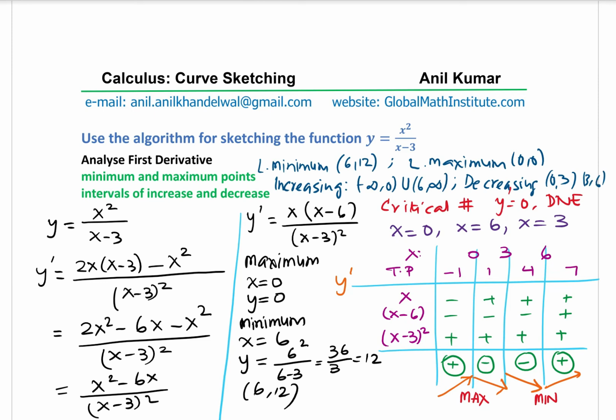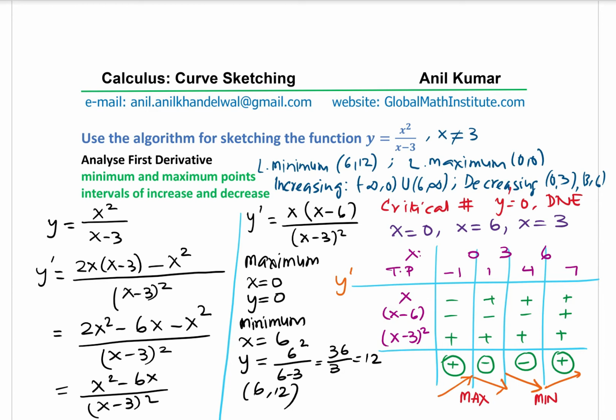Now it's important to understand that x is not equal to 3. That is your vertical asymptote. So you should not include 3 in any of your answers where you're writing the intervals. Is that clear to you? So we have now found a couple of important things here, which I've listed above and calculated here.